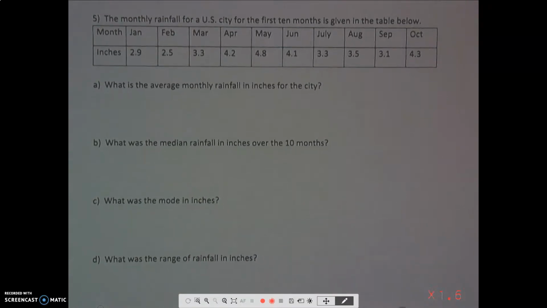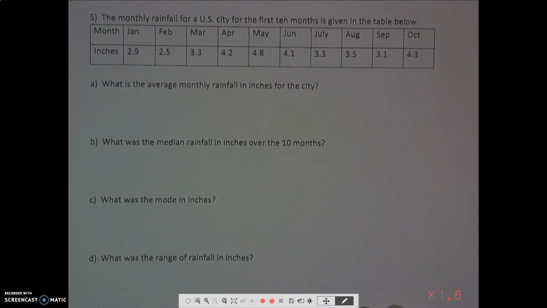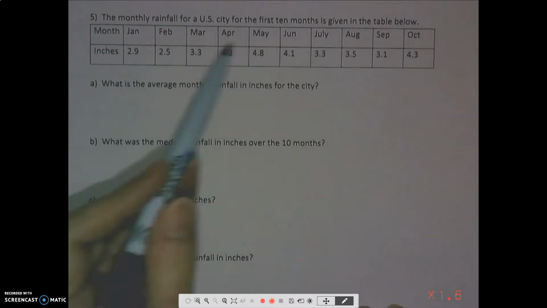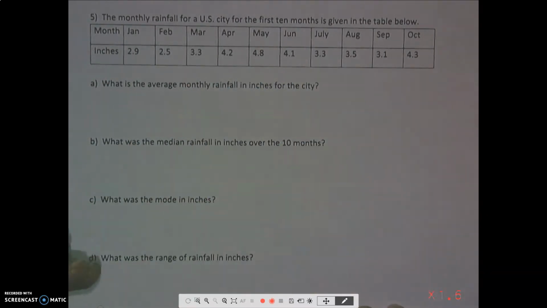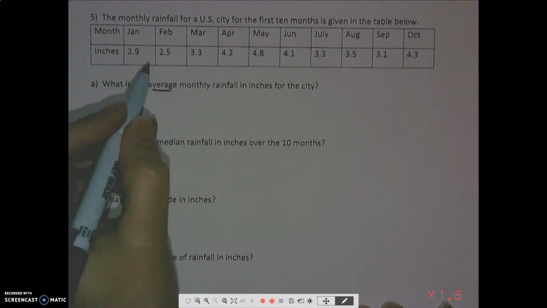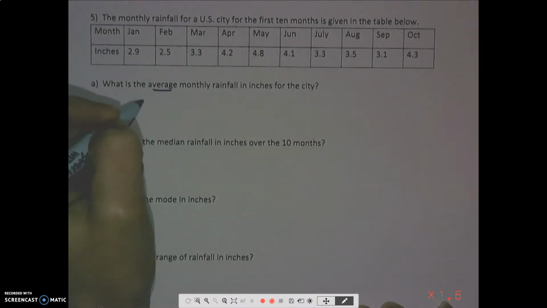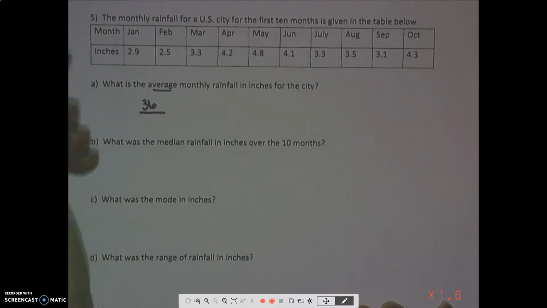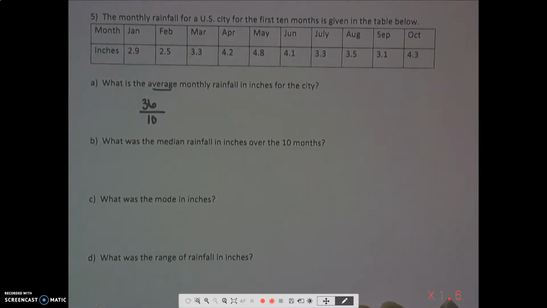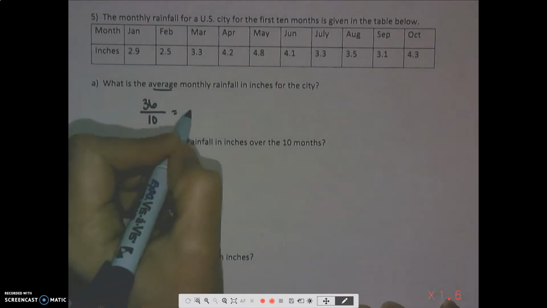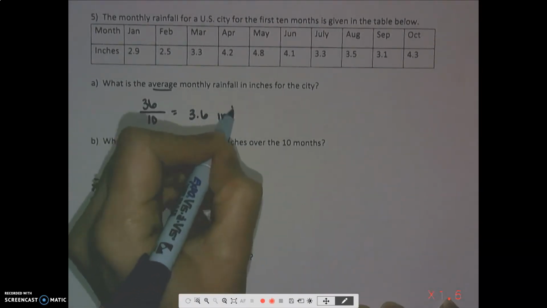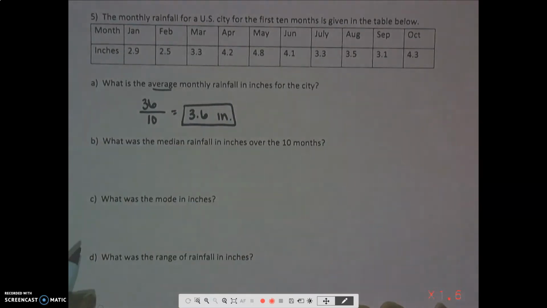So this is the monthly rainfall for a U.S. city for the first 10 months of the year. So here's your month, here's how many inches of rainfall they had in those particular months. Okay, so what is the average monthly rainfall for those cities? That means that we're going to add all of those different inches together, and that would give us 36. It did tell us this is in the first 10 months of the year, so we're going to divide those and get 3.6 inches. Right? On average, this city got 3.6 inches of rain each month.